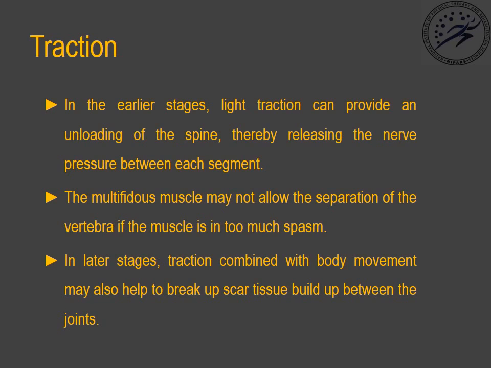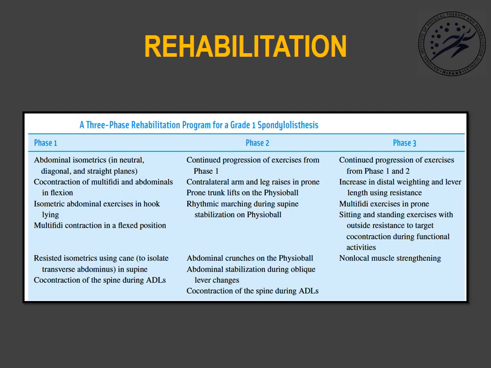Traction can be used in early stages to unload the spine and release the nerve pressure. If the multifidus muscle is in too much spasm, it will not allow the separation of the vertebra. In later stages, traction combined with body movement may also help to break up scar tissue built up between the joints. Now, rehabilitation. This is the rehabilitation program which can be used for a grade 1 spondylolisthesis.